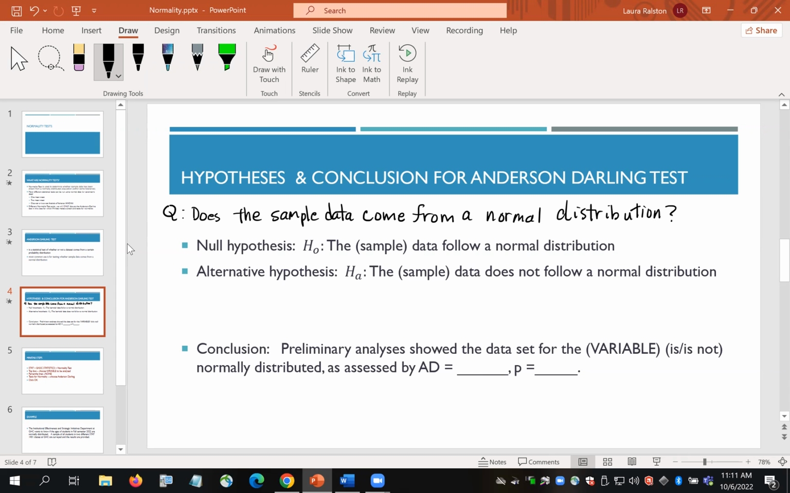There's lots of ways to ask that question, but that's the question that we're asking when we're looking at the data set, really before we do any other analysis, because again, we have to make the assumption that we have that normal distribution before we conduct the test. So the question that you have to ask yourself is, was the sample data drawn from, taken from a normal distribution?